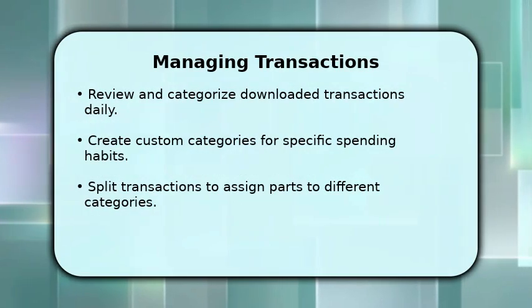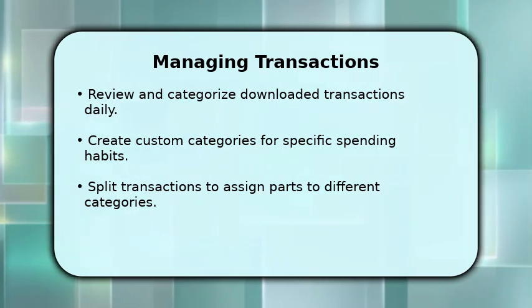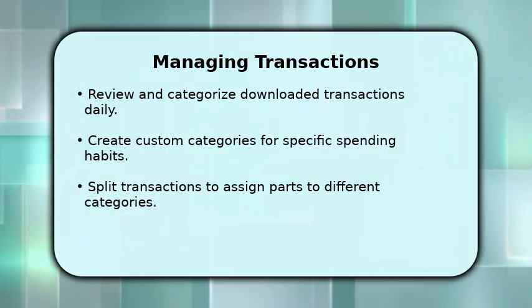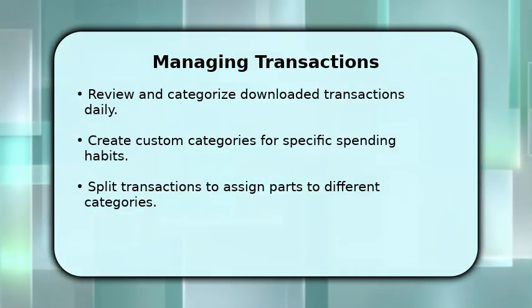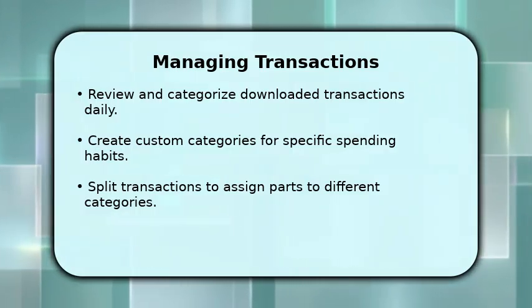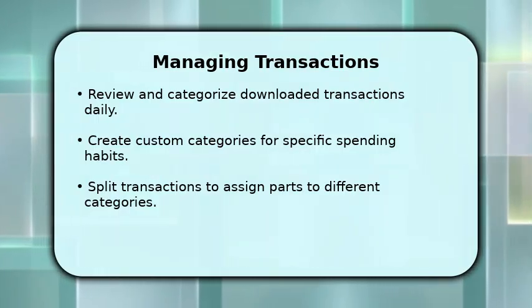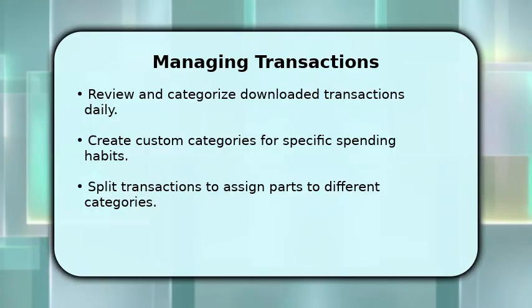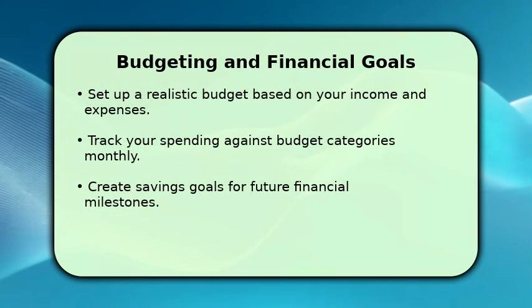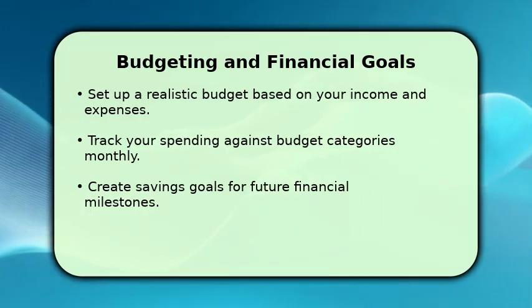Once your accounts are linked, Quicken Deluxe makes managing your money simple. Regularly review your downloaded transactions to ensure they are correctly categorized. You can easily create custom categories to reflect your unique spending, like home renovation or pet care. For complex purchases, use the split transaction feature to allocate parts of a single transaction to multiple categories, giving you precise financial insights. Quicken Deluxe helps you build a strong financial future by simplifying budgeting.